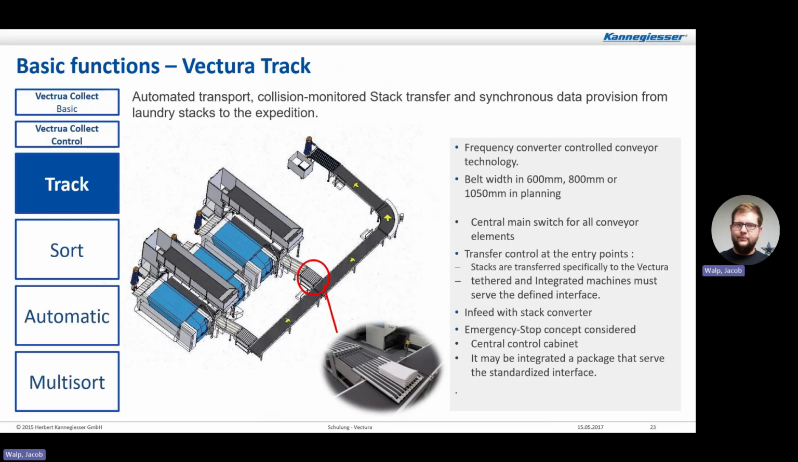Now we're getting into our smart Vecturas, starting with Vectura Track: automated transport, collision monitored stack transfer, and synchronous data provision from laundry stacks to the expedition. Same as before, frequency converter controlled conveyors, same on the belt width. You have your central cabinet, and all stacks are traffic monitored by the Vectura. You have SPUs taking it from the machine onto the Vectura conveyors, and the Vectura controls the SPU.